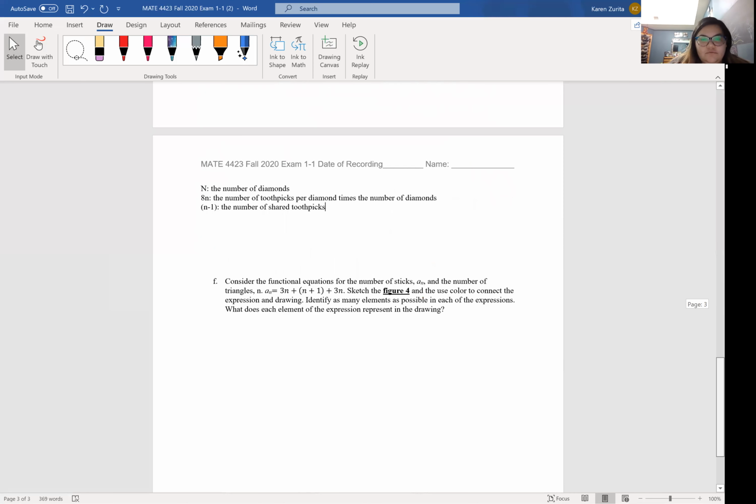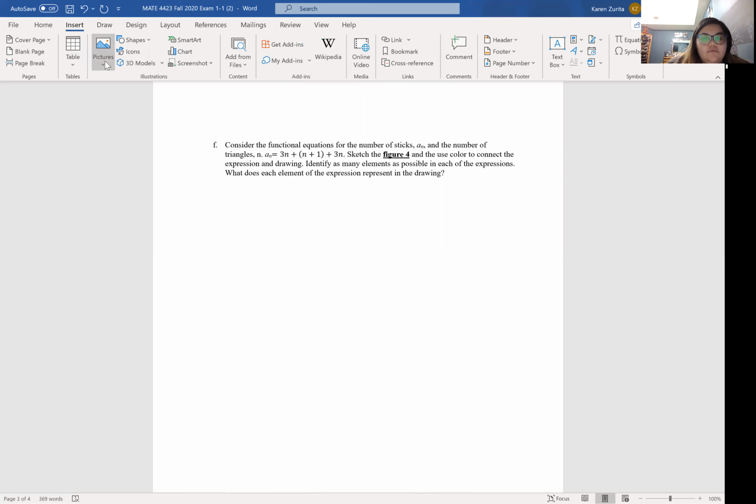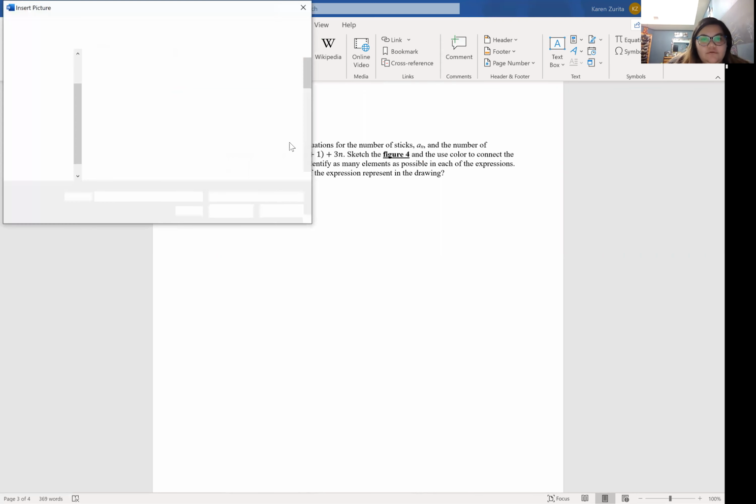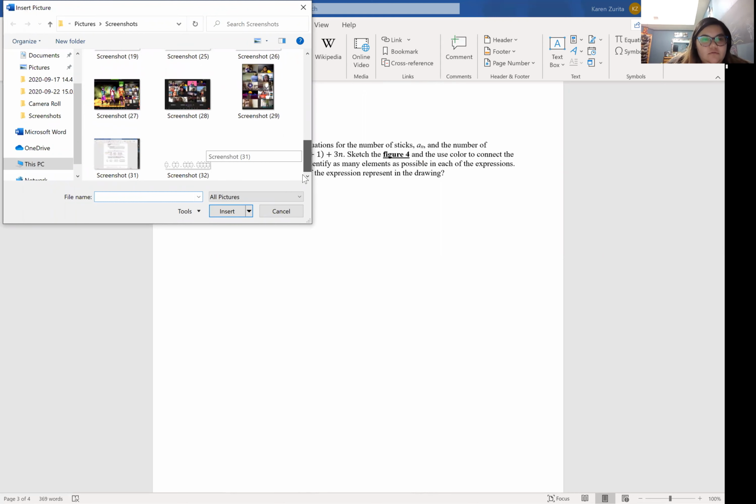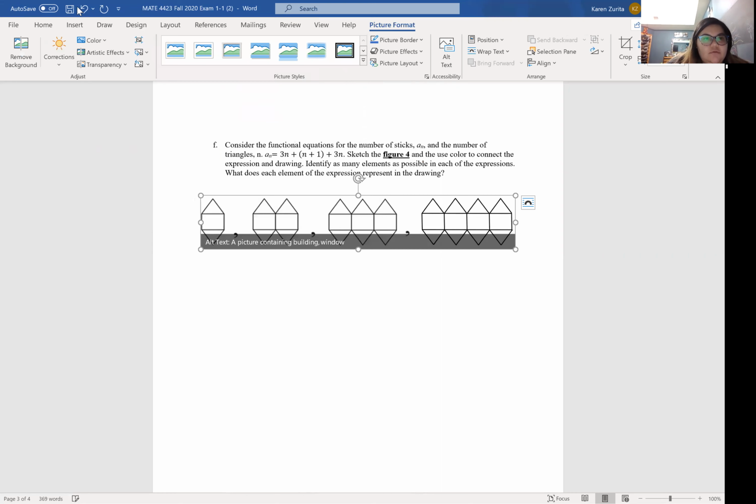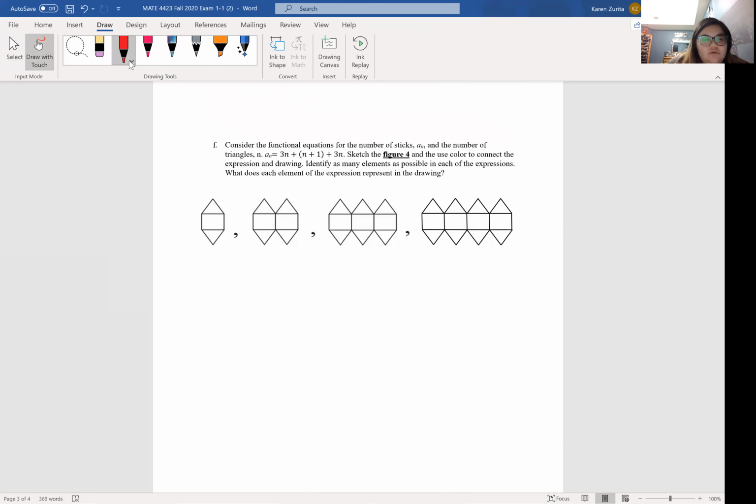Now let's go to letter F. So here we need to also post the figure all the way to figure 4. So again, I just go in here, insert. So here we have 3n plus n plus 1 plus 3n.